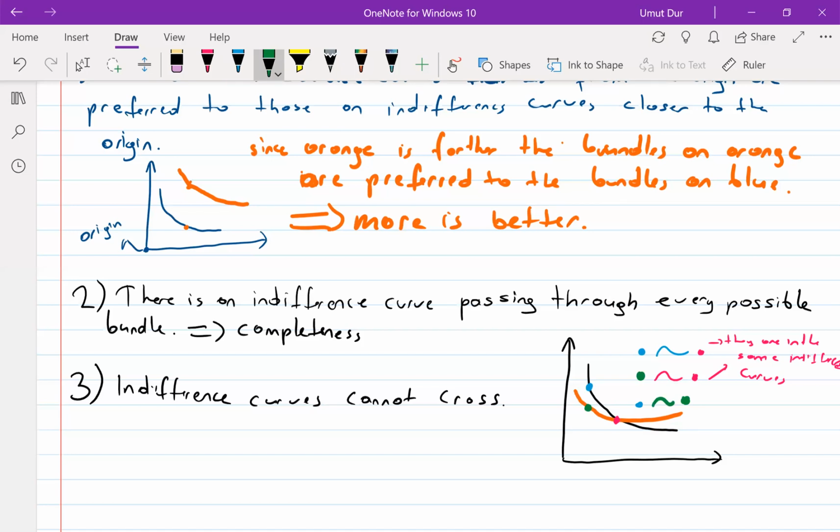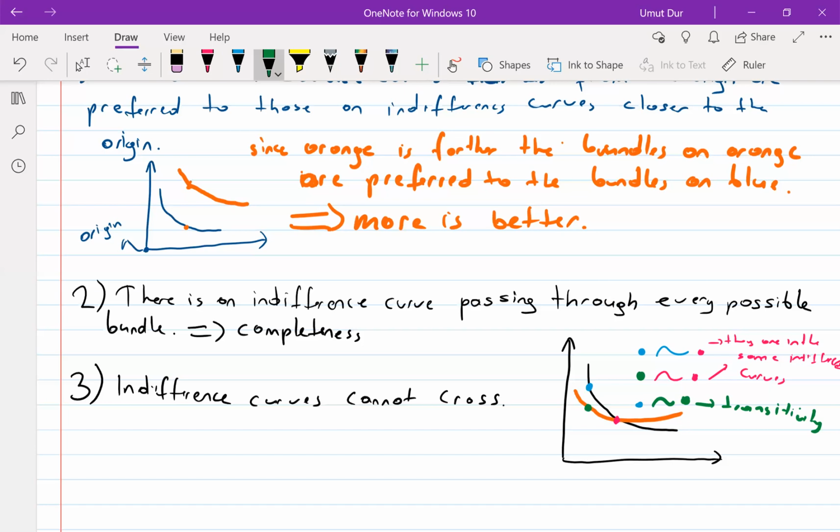Transitivity explains that. With transitivity, they should be indifferent. Is that clear? If blue is indifferent with the red one, and if the red one is indifferent with the green one, then by using transitivity, we can say that blue is indifferent with the green one. Any problem there? There is no problem there yet.